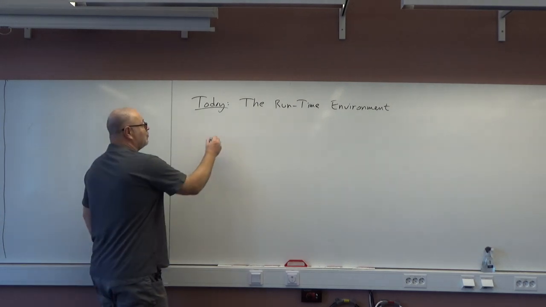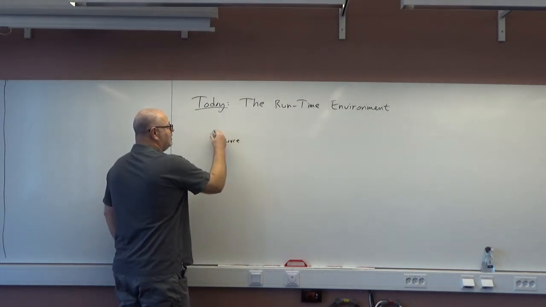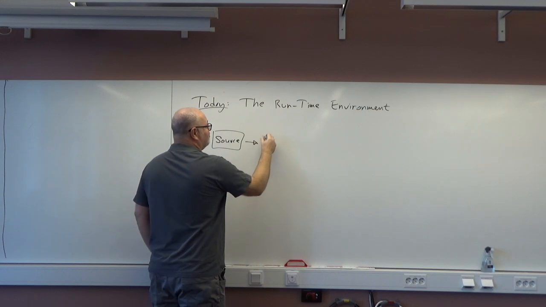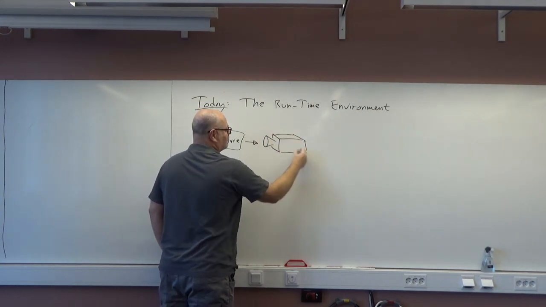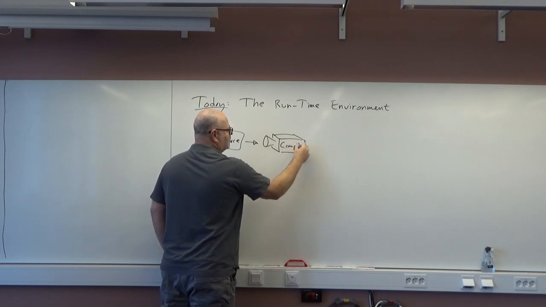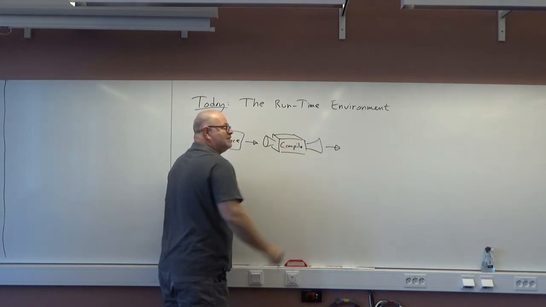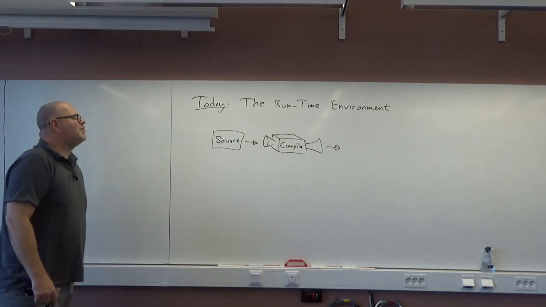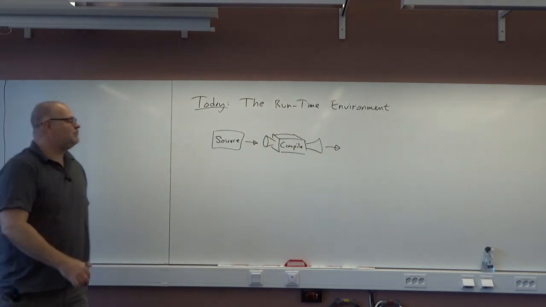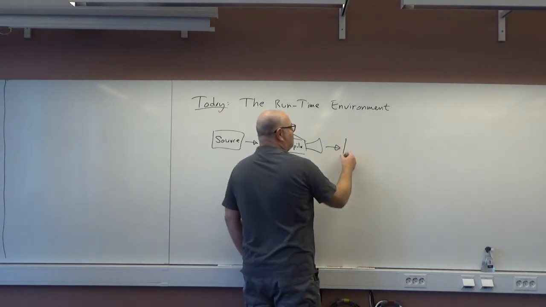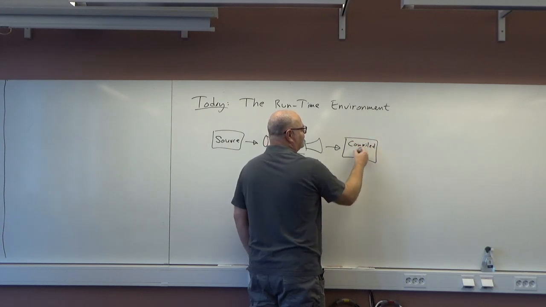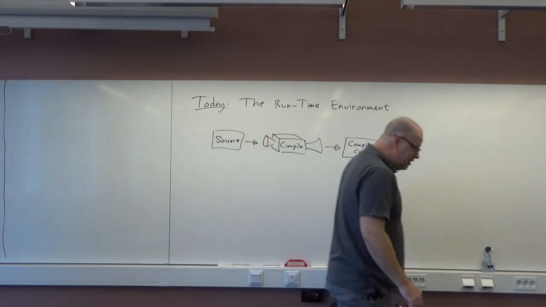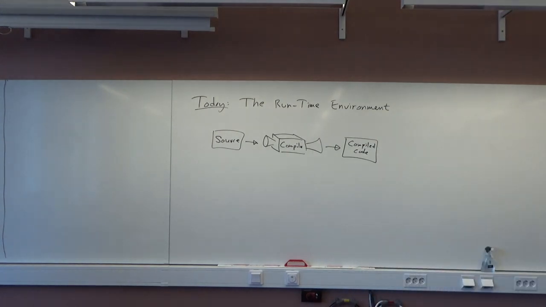You have your source code, and you run it through the compiler. And you get not directly an executable file, but you get compiled code, usually called an object module. Compiled code is executable code, but it's not built into a complete file.